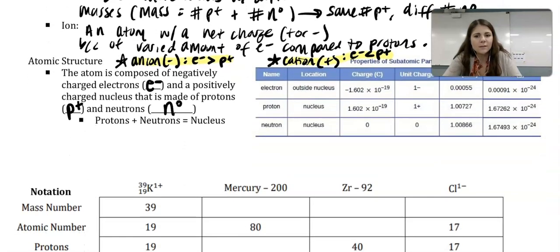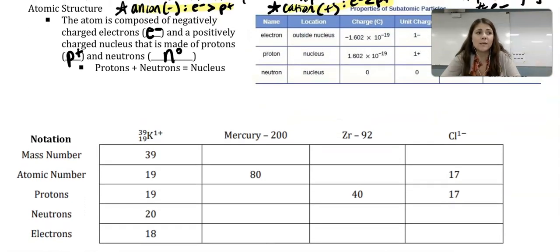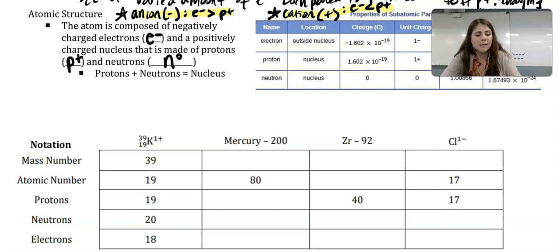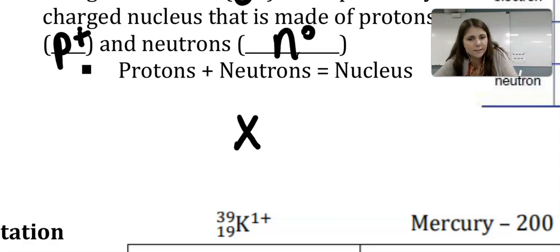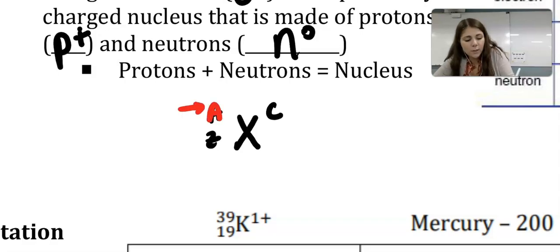All right, moving on. Before we actually start filling in this chart right here based off different isotopes, I want to show you a notation. All right, so this notation looks like this: X, with A, Z, and C. So A right here is going to be our mass number.